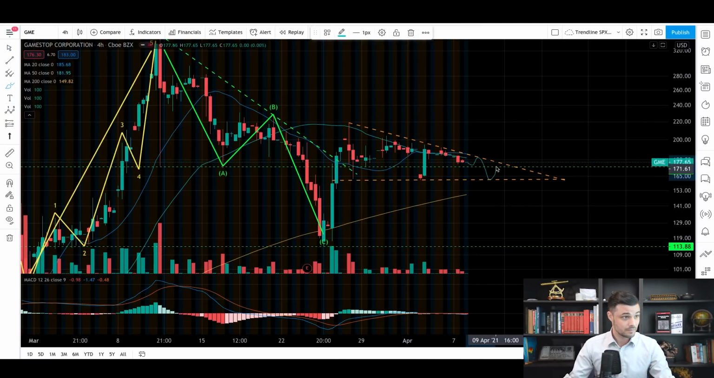Maybe bam, bam, and bam, okay? Breakout, retest, we go higher. This is going to be the third wave.